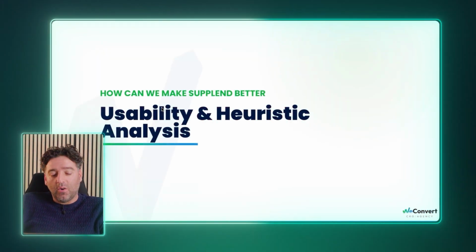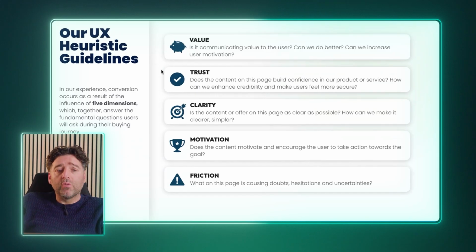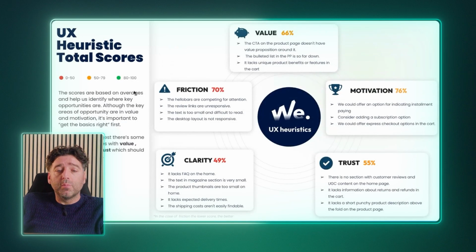Okay, now let's take a look at how our heuristic framework looks. Essentially, we are analyzing the website to understand if there is real value on the website, if the website communicates trust, clarity, and motivation, and if there are any friction points. These things help us narrow down where our focus should be, which of these buckets we should start optimizing first. Okay, and as you can see in the example on the screen, for this business, we identified that friction is extremely high at 70% and clarity is really low at 49%. And these two buckets should be the priority for our optimization effort.